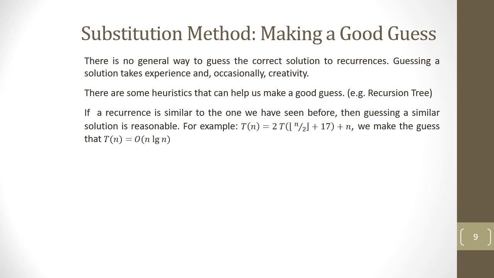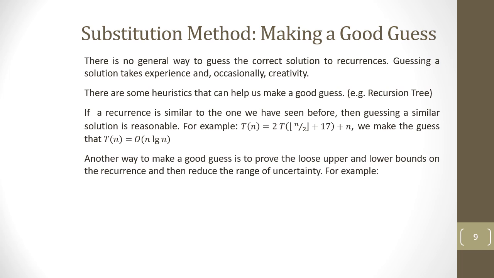If a recurrence is similar to the one we have seen before, then guessing a similar solution is reasonable. For example, consider the following recurrence. T of n is equal to 2T of n by 2 plus 17 plus n. It's similar to merge sort, so we can make a calculated guess of the solution as n log n.